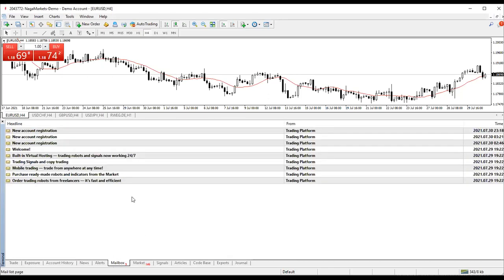We can talk about the mailbox. The mailbox, all the registration that I did, you can see them right there. New account registration, new account registration, new account registration, just because I had 3 different accounts. So anything that you are doing, the broker is sending you some mails, and those mails will be coming right in here.